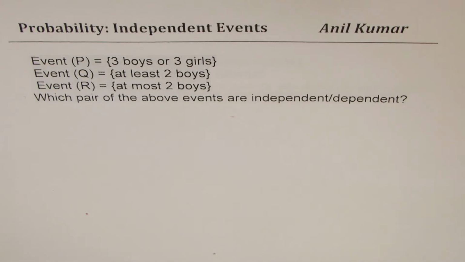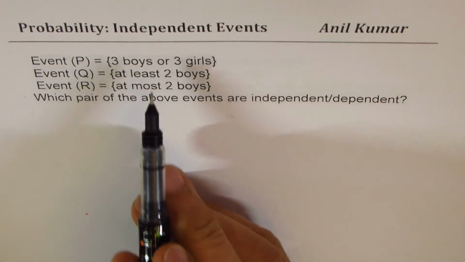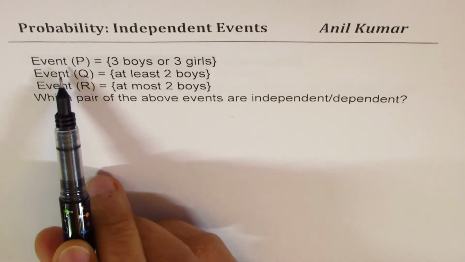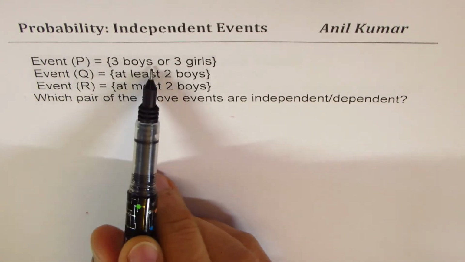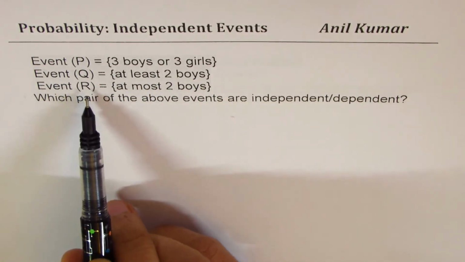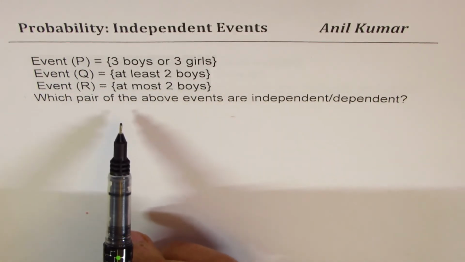Now, let us answer the question based on dependent and independent events. So these are the three events we're talking about. Event P, 3 boys or 3 girls. Event Q, at least 2 boys. Event R, at the most 2 boys.